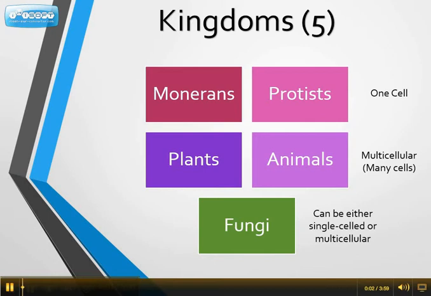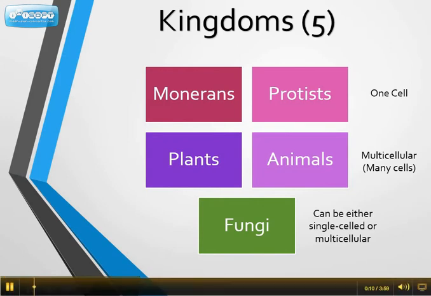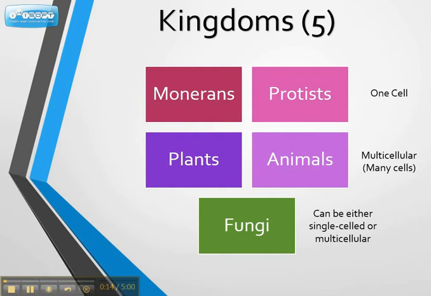The biggest level on a taxonomy chart is the kingdom level. There are 5 kingdoms that encompass all the living creatures, all the living organisms on planet Earth. And the first kingdom is called Moneran. A Moneran is a one-celled organism that has no nucleus, no brain. And a protist is a one-celled organism that does have a brain.